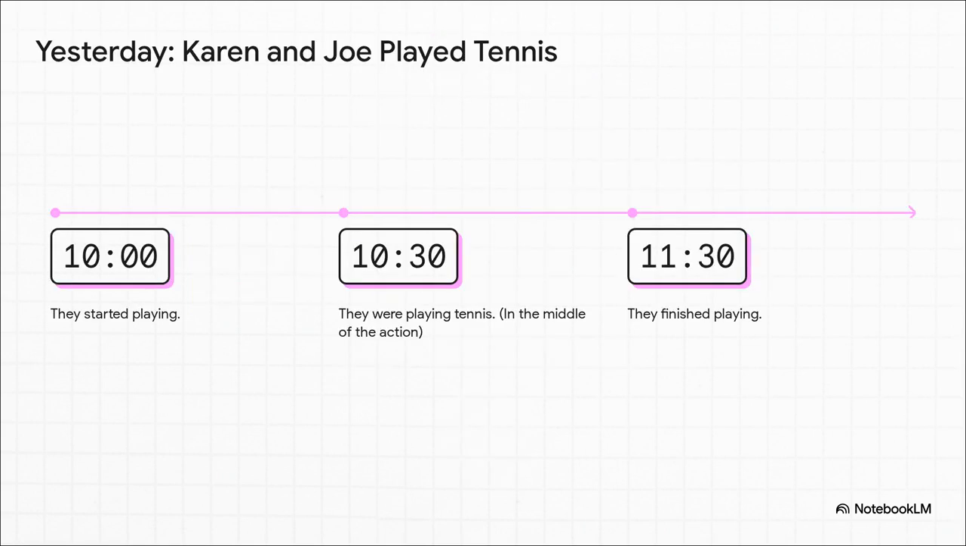All right, let's picture this. Yesterday, Karen and Joe played tennis. They started at 10, they finished up at 11:30. So, if we could just freeze time right at 10:30, what were they doing? They were playing tennis. See that? They were smack in the middle of the game. And that right there is the heart of the past continuous.